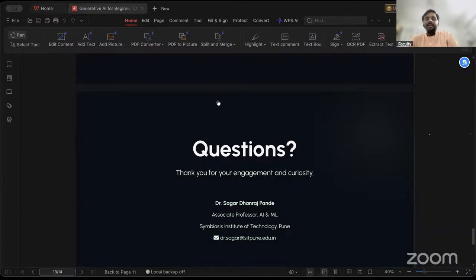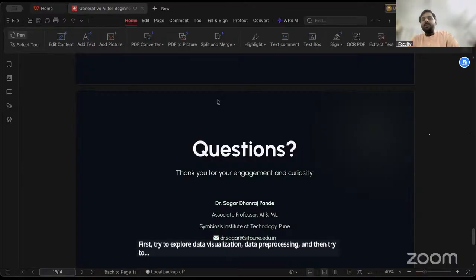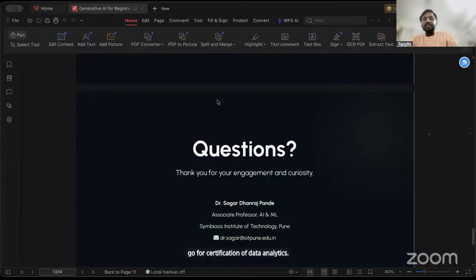For data analytics, Rishikesh, I would suggest first try to explore data visualization, data pre-processing, and then go for a certification in data analytics. Is Gen AI replacing data science? No, I would not say that Gen AI will be replacing data science. Both are different technologies, both are different things.